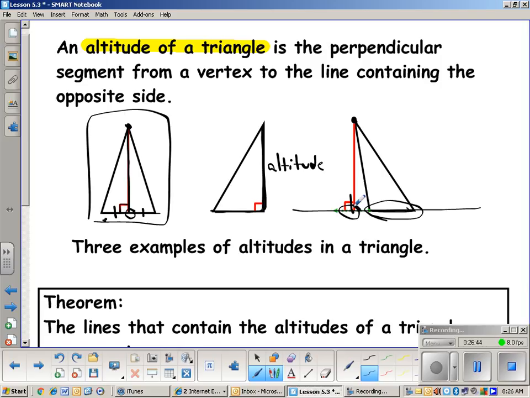So the difference between the circumcenter and orthocenter is that the circumcenter is formed by perpendicular bisectors, and when I draw a circle around that circumcenter, all three of the points of my triangle are going to be on that circle, putting my triangle inside my circle. Nice circle, huh?